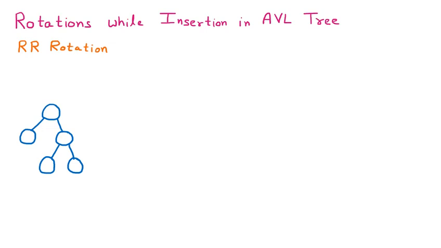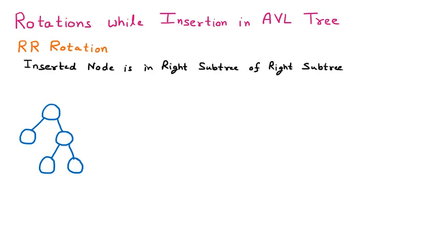Now we are discussing the RR rotation. RR rotation is the rotation applied whenever the inserted node is at the right subtree of a node. Whenever we insert an element or node at the right subtree into the AVL, and because of that the tree becomes unbalanced, then the RR rotation is applied to restore the balanced AVL tree.